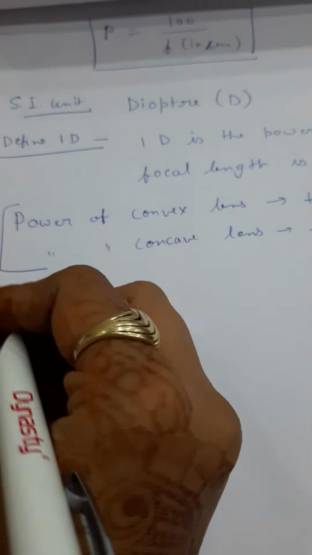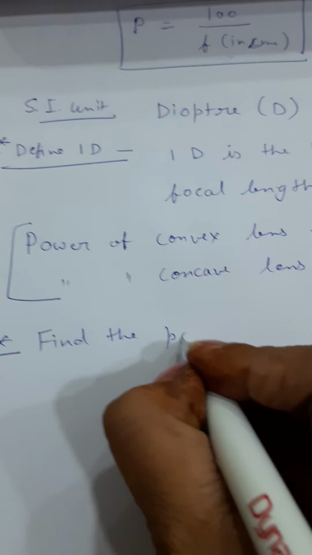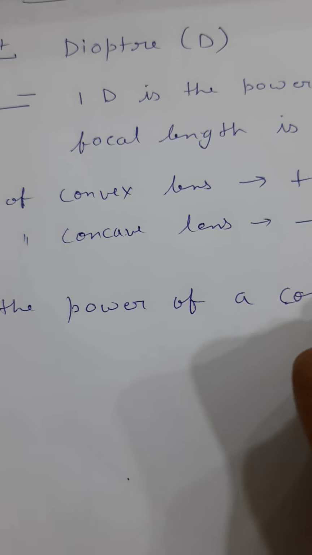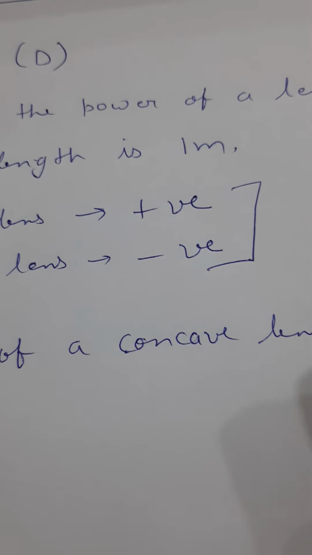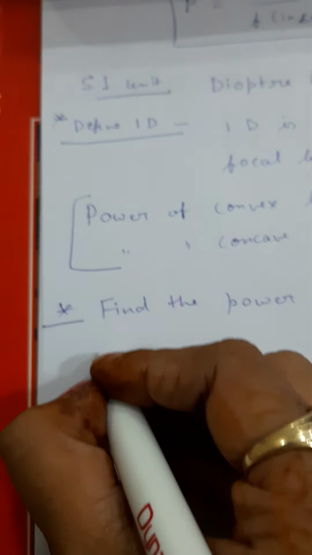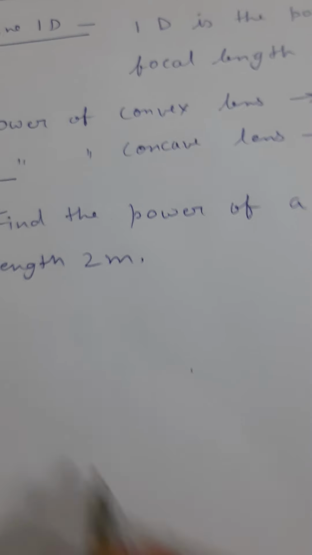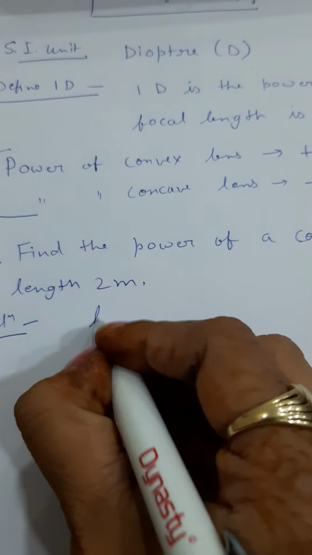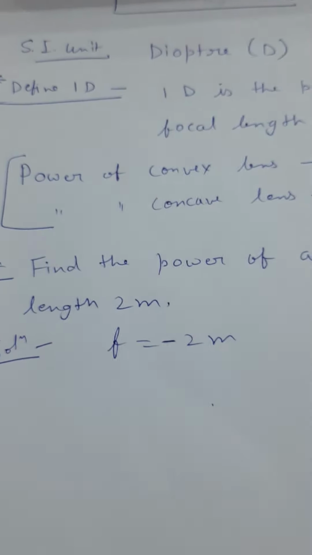For practice, you can do a simple numerical, like: find the power of a concave lens of focal length 2 meters. See the solution, how we will solve such kinds of questions. A very simple one. It is only for 1 mark or maybe half a mark. So what they have given is a focal length of 2 meters, but they are talking about a concave lens, so we will use it with a negative sign.